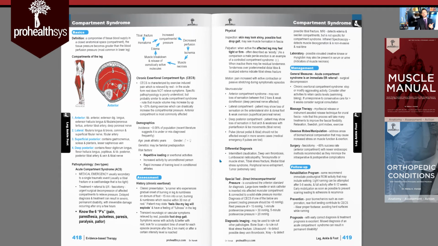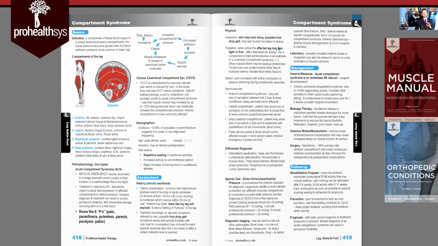My leg is going to explode. I got the sensation of fullness. Number two, I've got the 6 Ps. I've got pain, paresthesia, paresis, pulselessness, paralysis, or pallor, or even dark blue coloring as well. The affected leg may feel firm and tight and look shiny. That is enough for me to say ER referral right away.